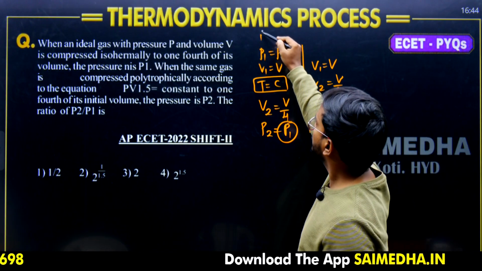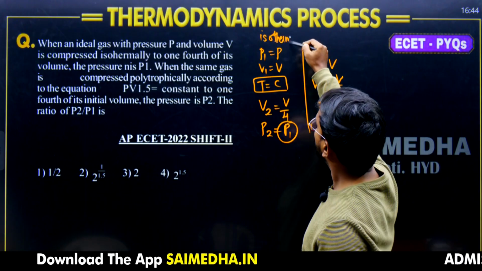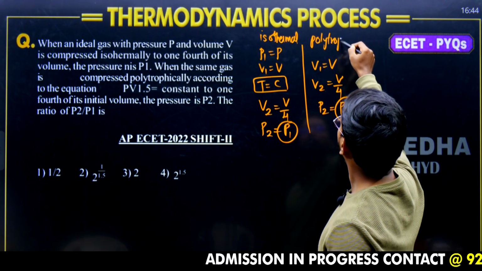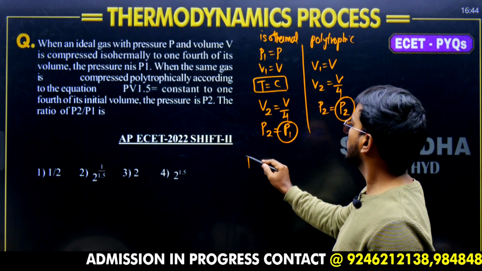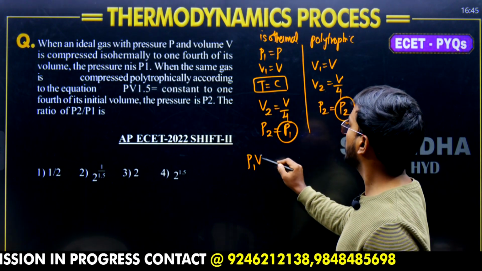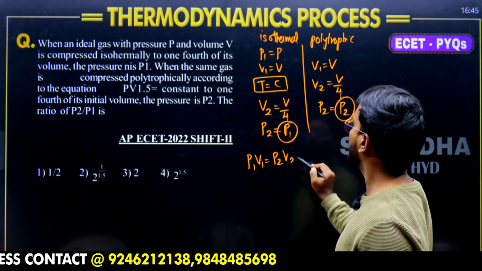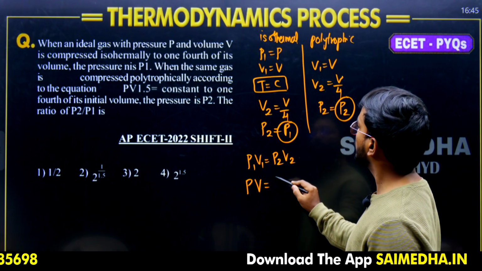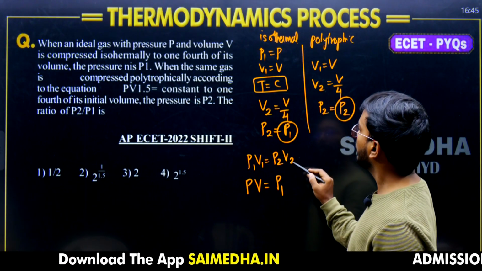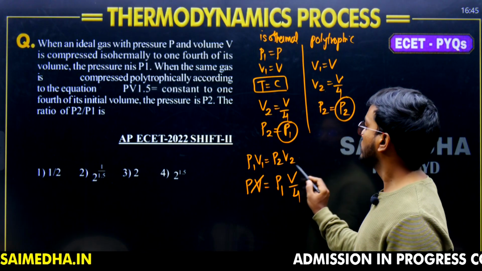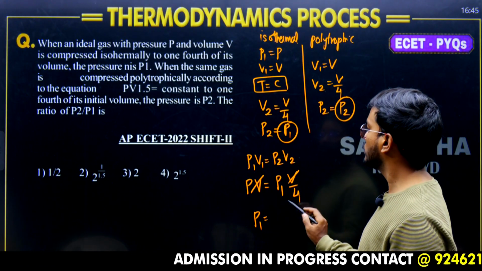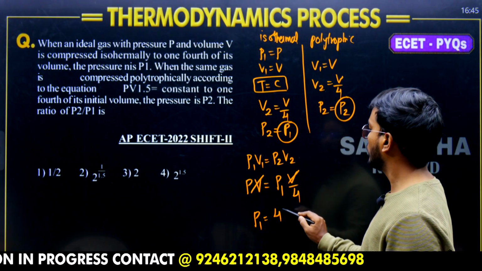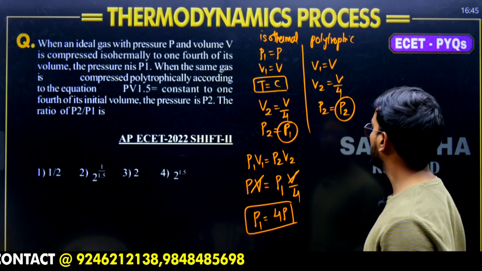First of all, he said that this is which process? Isothermal process. Now here he is saying that it is a polytropic process. Isothermal process, let me write this equation first of all. P1 V1 is equal to P2 V2, where P1 is equal to P, V1 is equal to V, P2 is equal to P dash, and V2 is equal to V by 4. So these two get cancelled. That means P1 is equal to what now? 4P. P1 is equal to 4P.